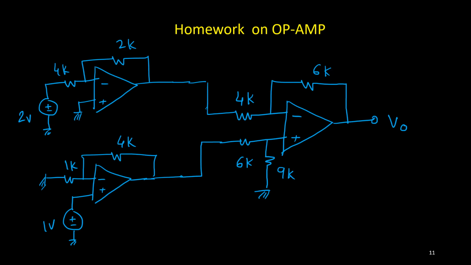Okay, now I'll add these sources. So it is 15 volt, all are 15 volt. It's 15 volt minus 15 volt. This is your plus 15 volt and minus 15 volt. Okay, so can you find out this voltage? I think it is a simple problem.